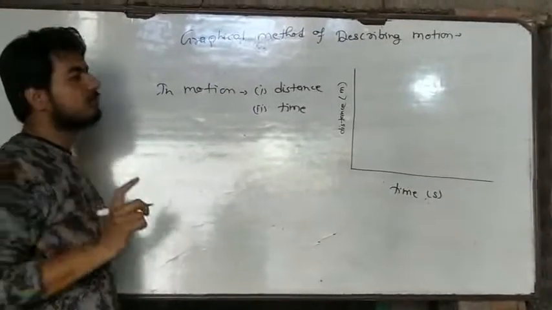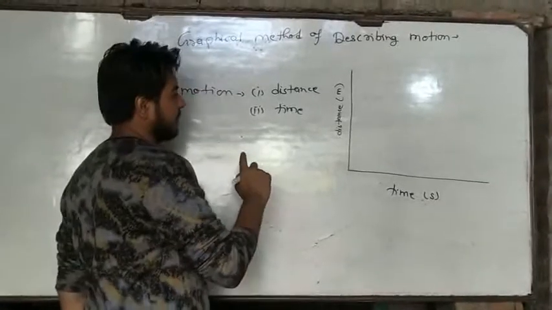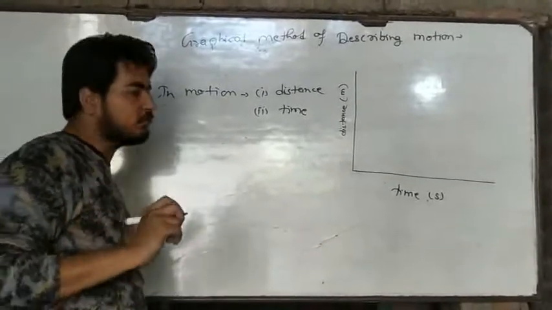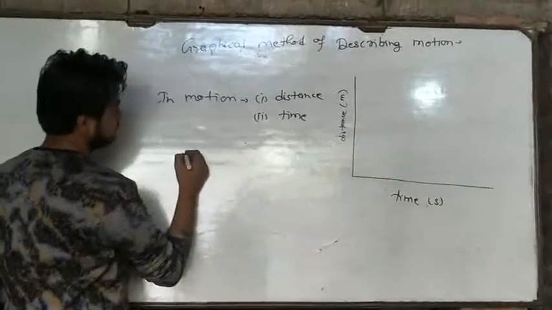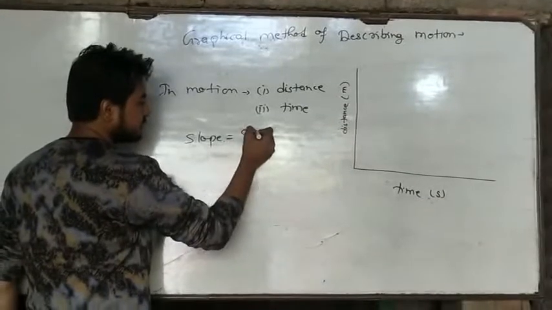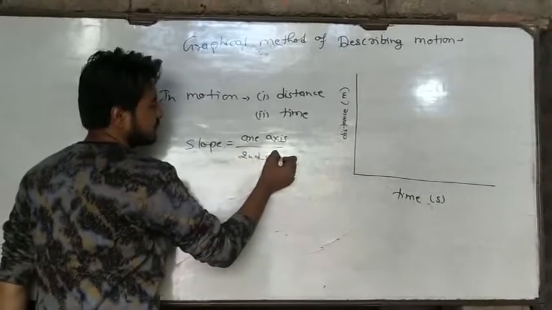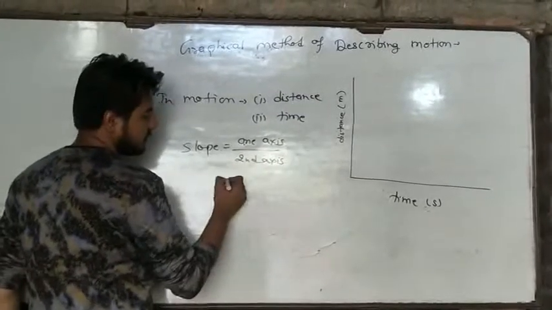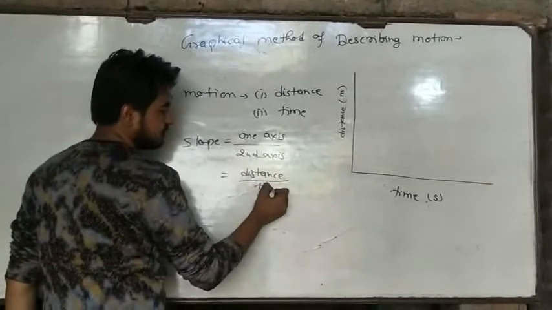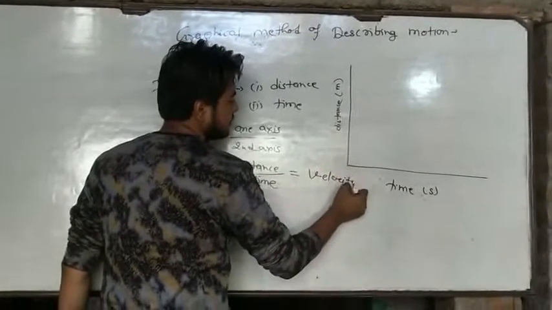We already talked about uniform motion and non-uniform motion. I told you previously the slope is constant. So what is the slope? Distance upon time. One axis upon second axis. One axis is distance, second one is time, and this is equal to velocity or speed.